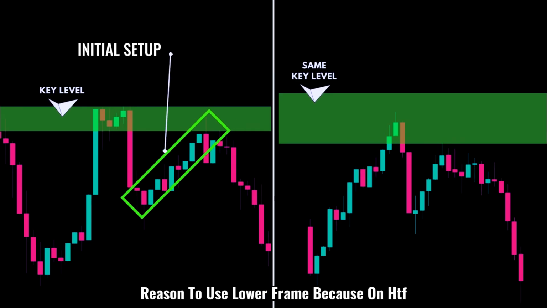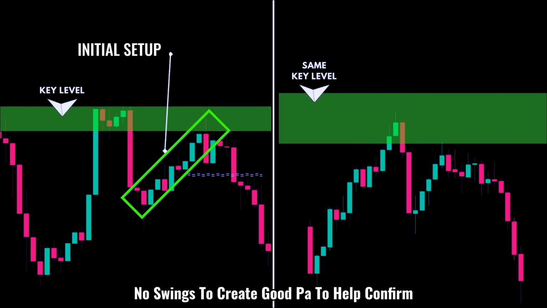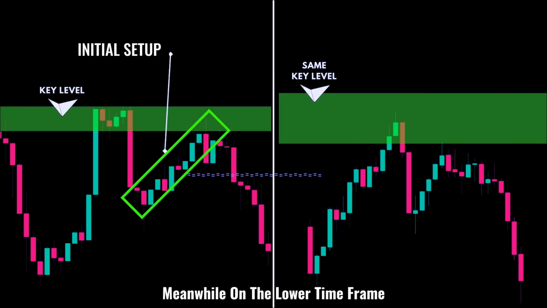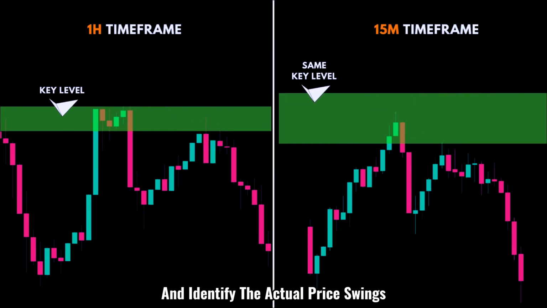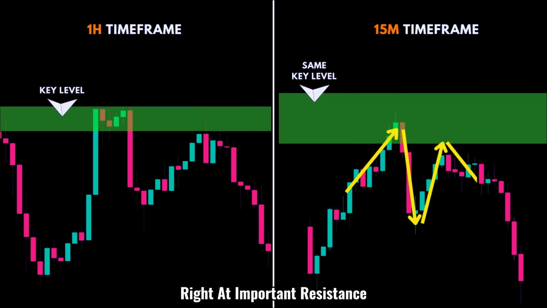The reason to use a lower time frame is that on the higher time frame, price movement is too tight, with no swings, to create good price action to help confirm. Meanwhile, on the lower time frame, we can see more data and identify the actual price swings. Here we have a perfect double top, formed right at important resistance.